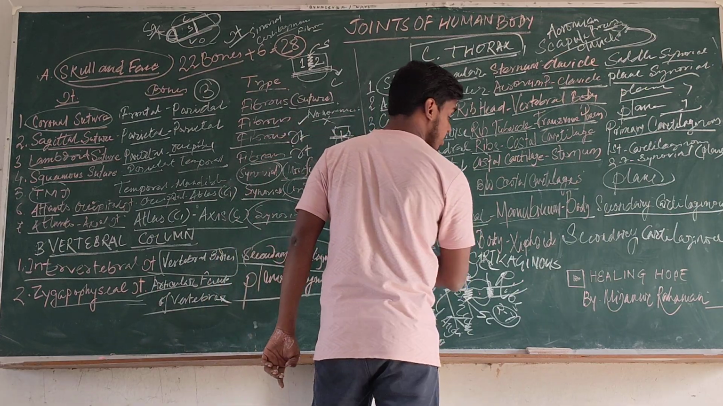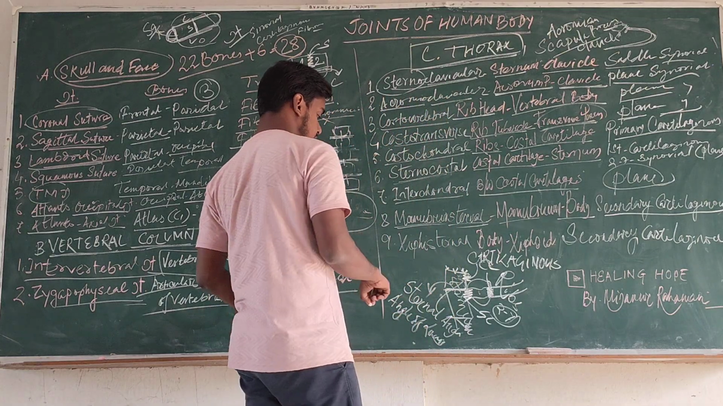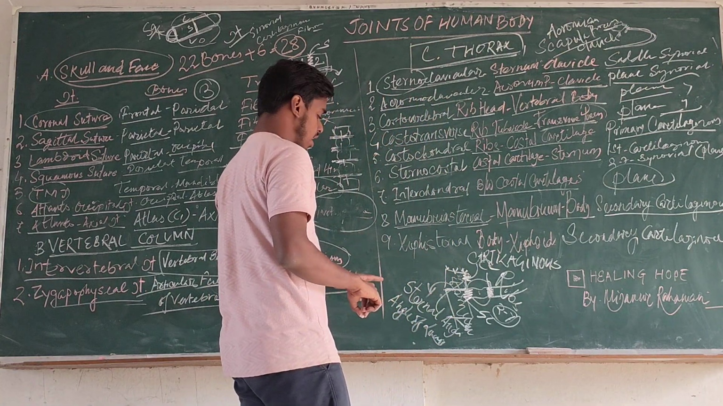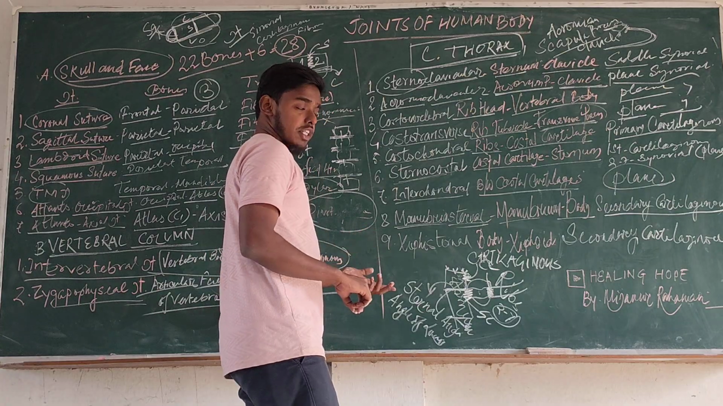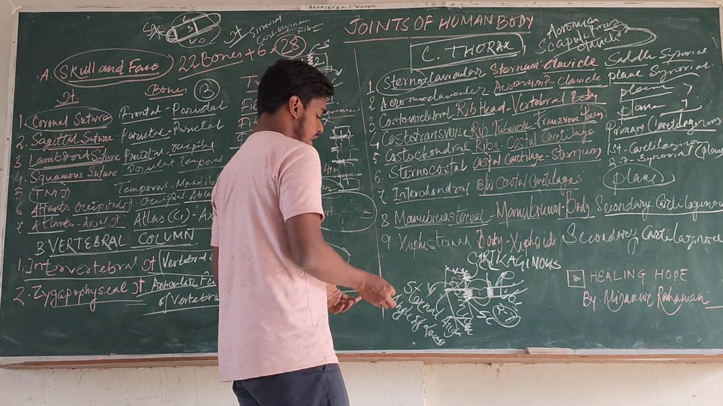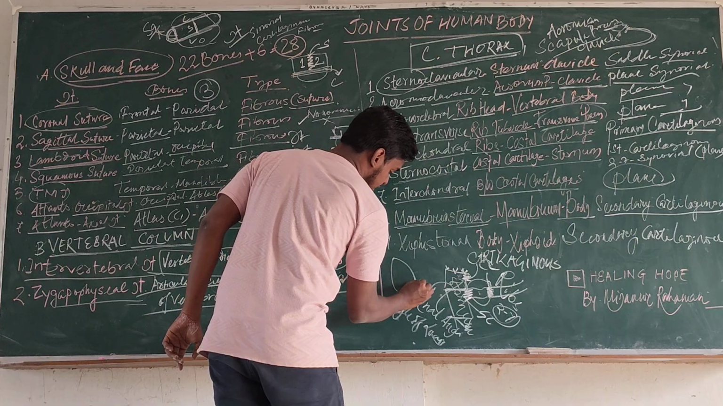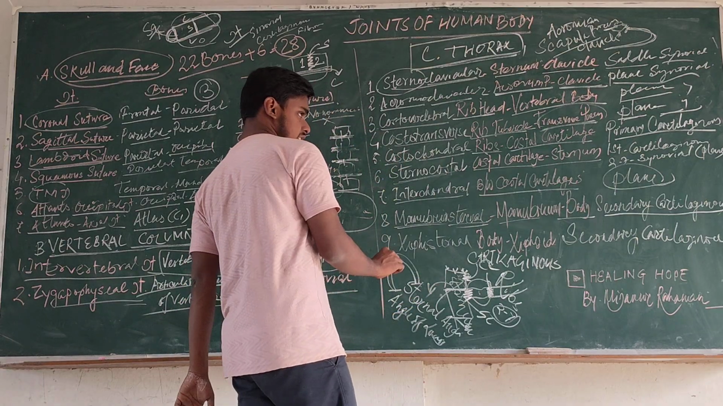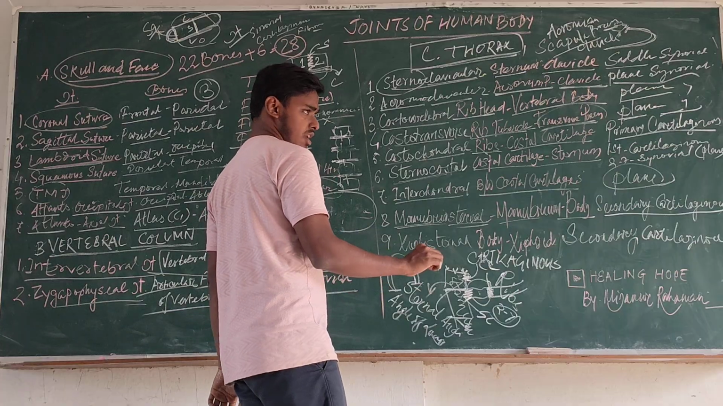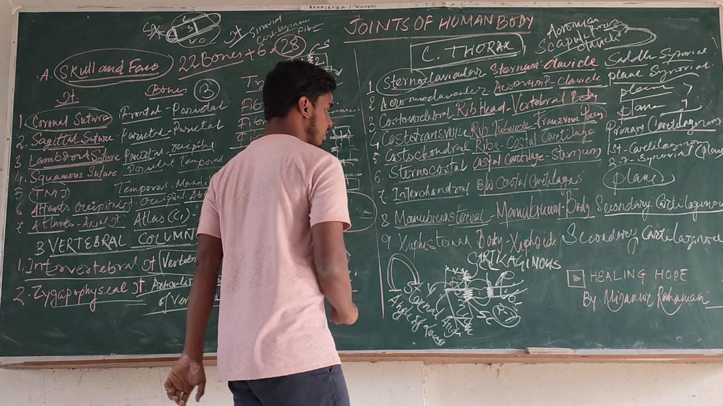So this joint has many clinical importances, like the bifurcation of the pulmonary trunk, the arch of aorta starts and ends at this level. So these are some of the important points, and the trachea also divides at this level.